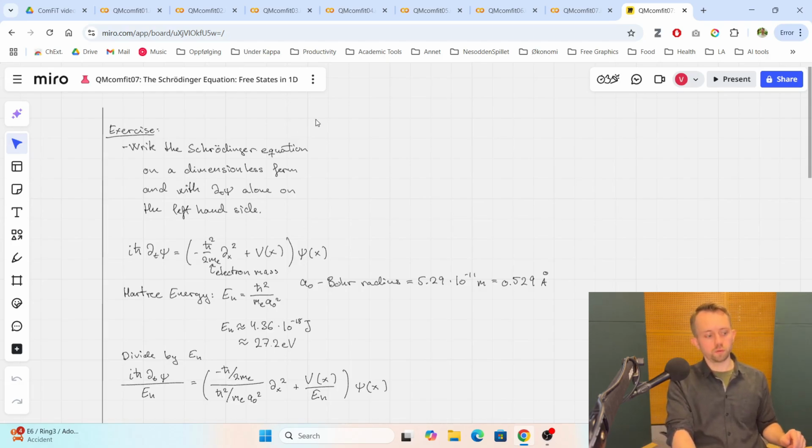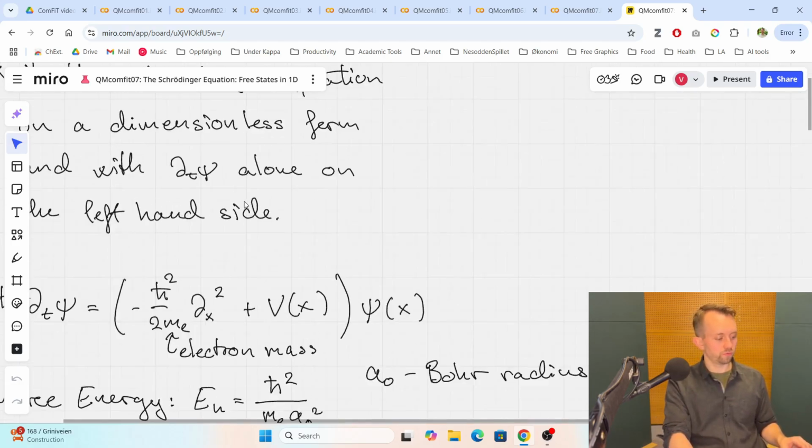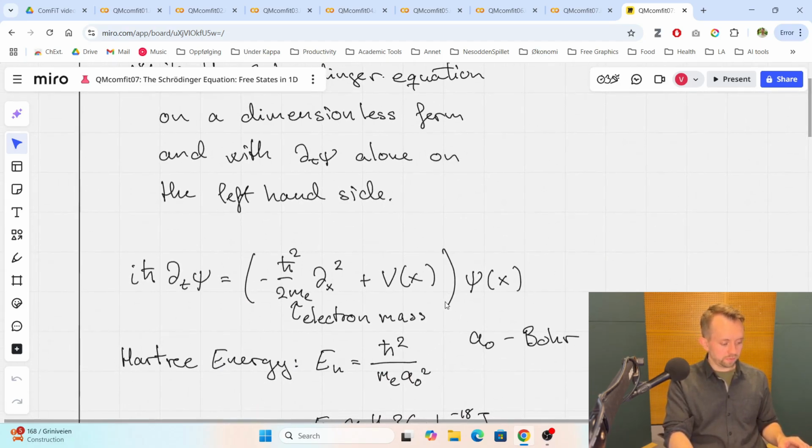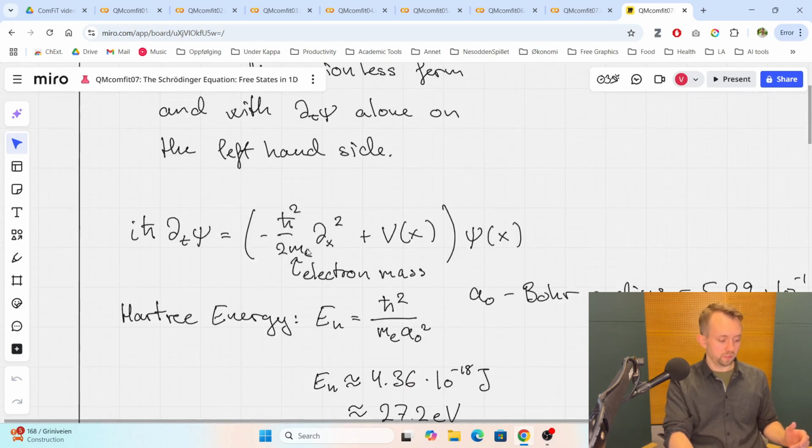So in the last video, I asked you to try to write the Schrödinger equation in the so-called dimensionless form and put dt psi on the left. So let's have a look at how that works. So here is the Schrödinger equation, where psi is the wave function, and this is an equation that tells you how the function evolves.